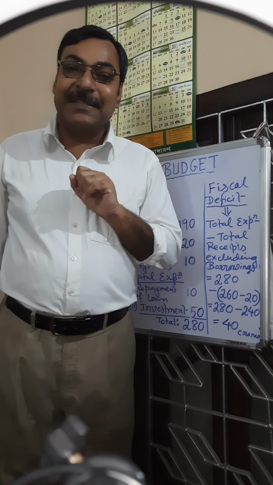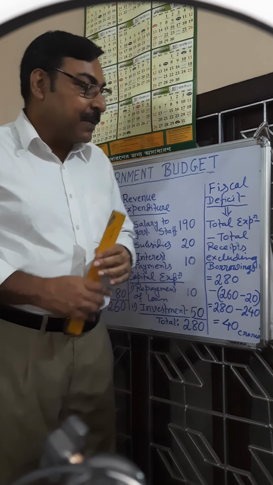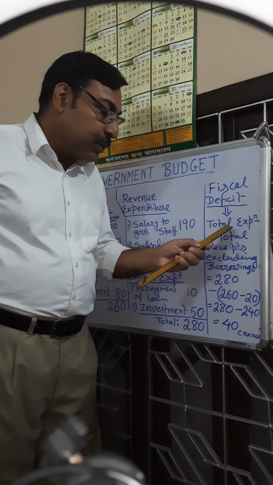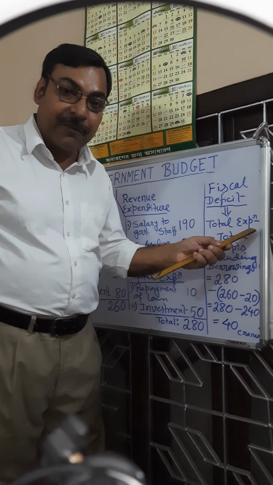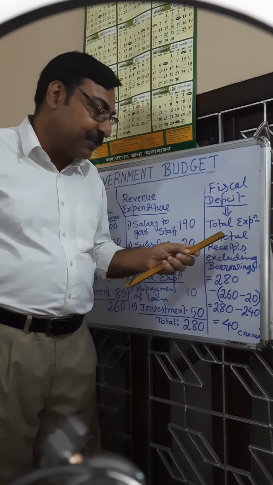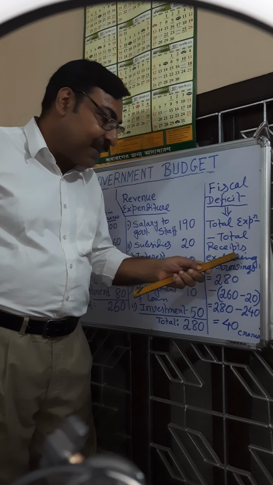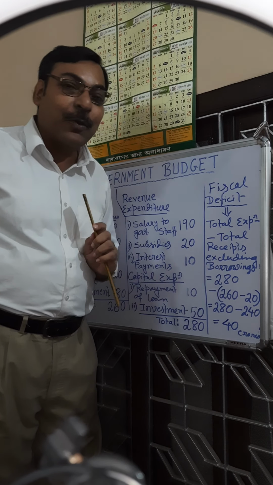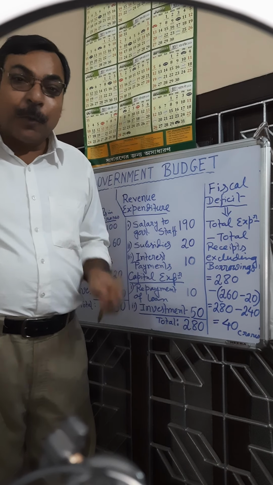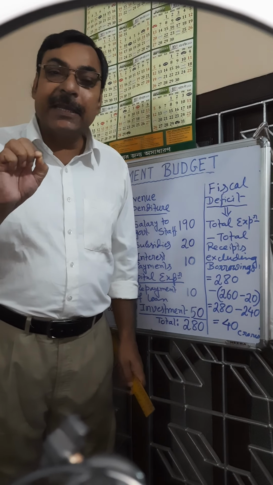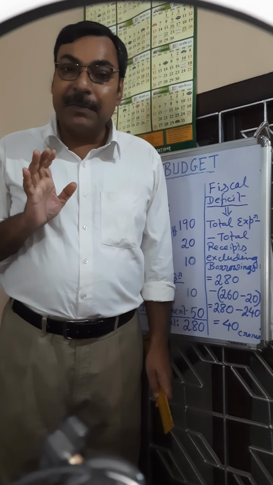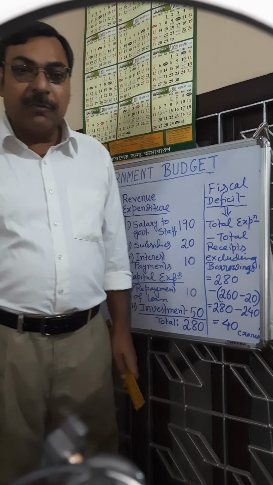through fiscal deficit. So I repeat, fiscal deficit is in short total expenditure of the government both in revenue account and capital account minus total receipts excluding borrowings. Borrowings will not be taken into consideration in calculating total receipts of the government. This is the idea about fiscal deficit.